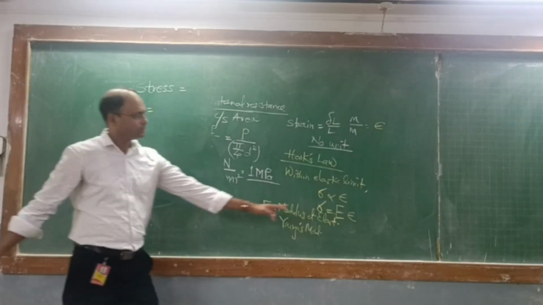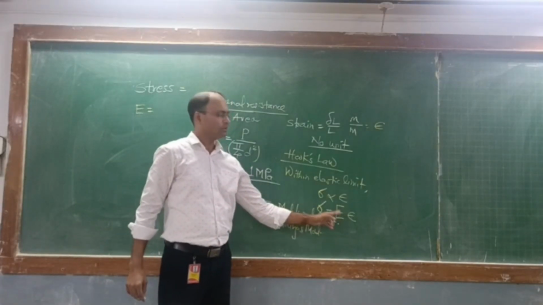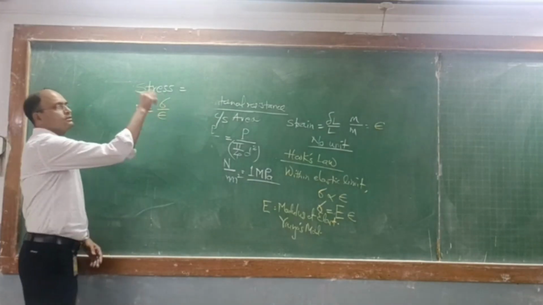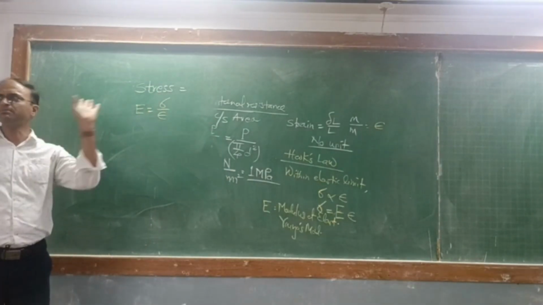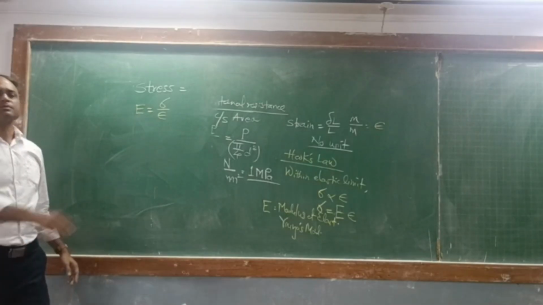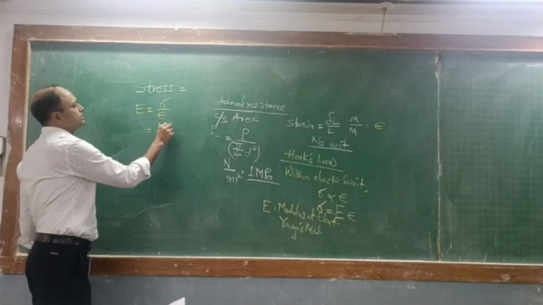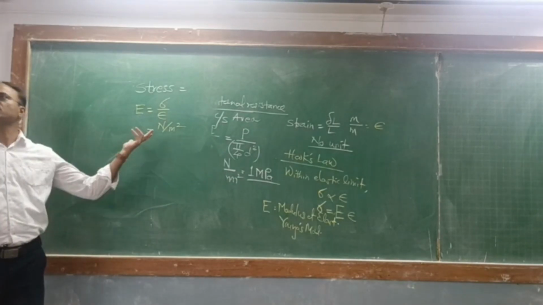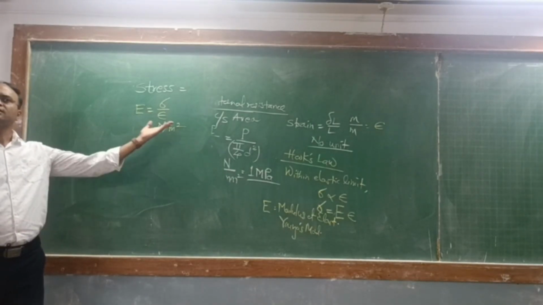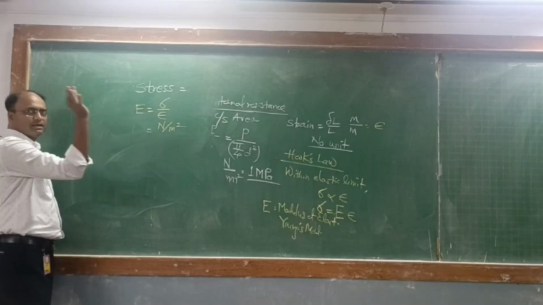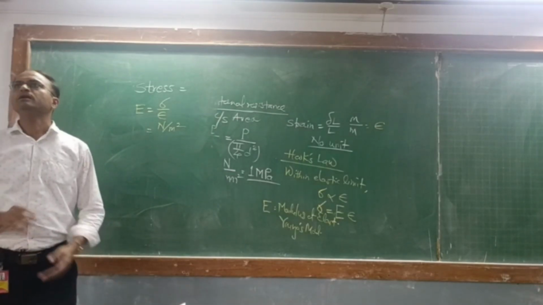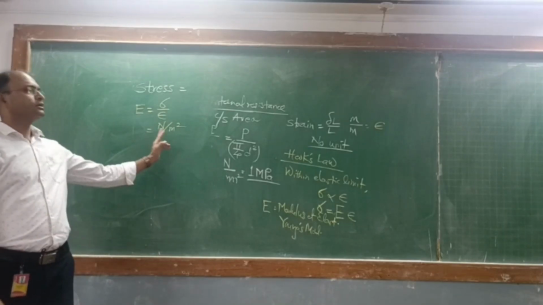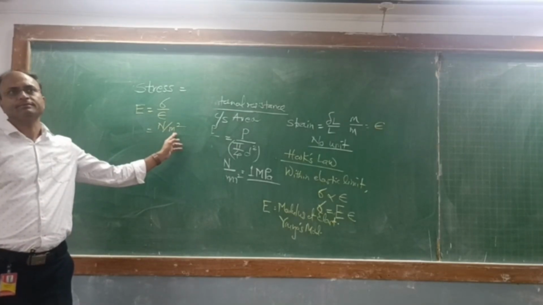to, how can we write E is equal to? Stress divided by strain. Stress upon strain. So simple mathematics. What is the unit of stress? Newton per meter square. Unit of strain? No unit. So what is the unit of Young's modulus? Newton per meter square. Okay, so the SI unit of Young's modulus is Newton per meter square.